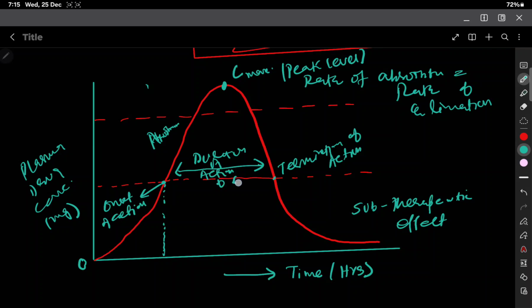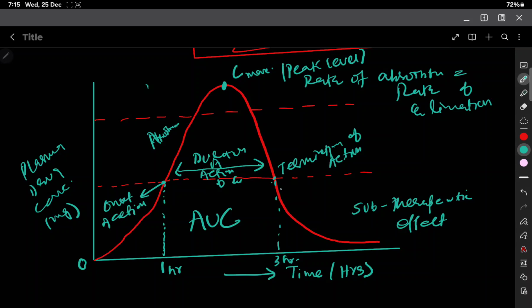Duration of action of drug. For example, this was 1 hour, and at this point it was, for example, 3 hours. So 1 and 3, so duration of action will be 2 hours. Okay, for this drug, you can calculate the duration of action. So this area is called the area under curve. This whole area will be called the area under curve.